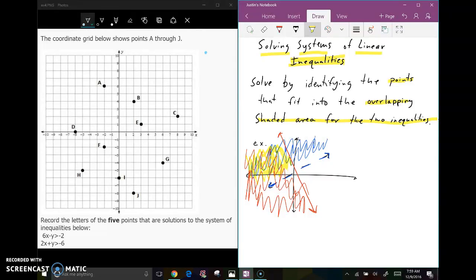So you can see right here we only have blue solutions. This is only blue solutions. Right here there's no solutions for either of the lines. Right here it's only red, and then right here you can see we've got both blue and red, so this would be our solution area.